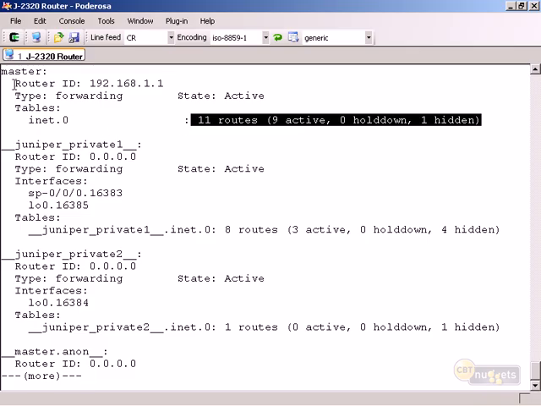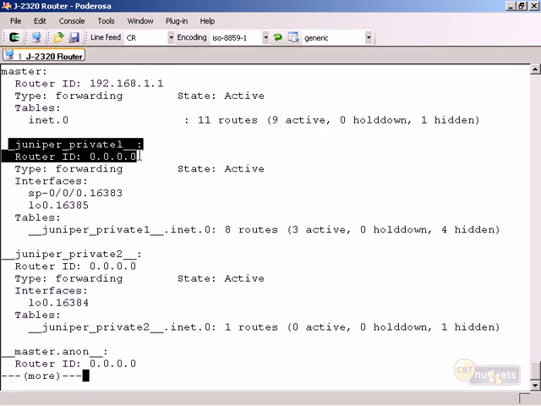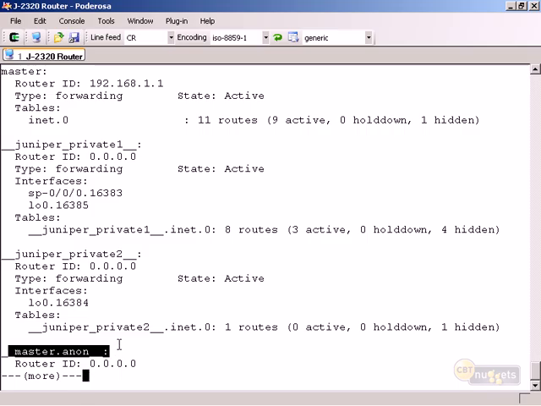Oh, by the way, look at the router ID. That's that loopback address we configured, remember? 192.168.1.1. There's other information down here. We can pretty much ignore this. This is all just basically for the kernel or for the operating system that it works with. We can just basically ignore that.